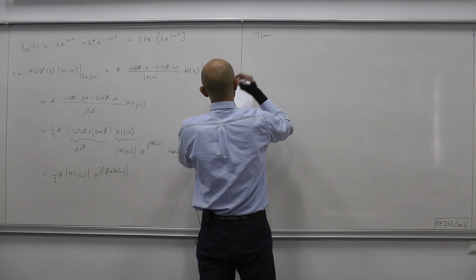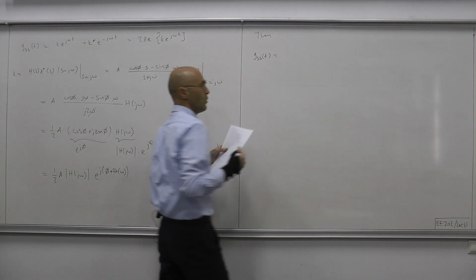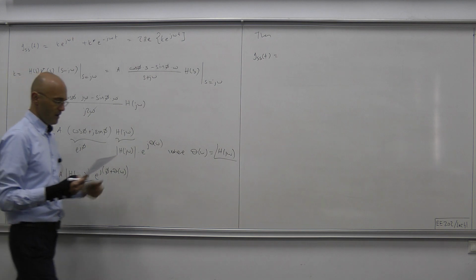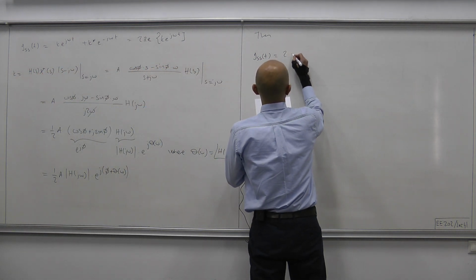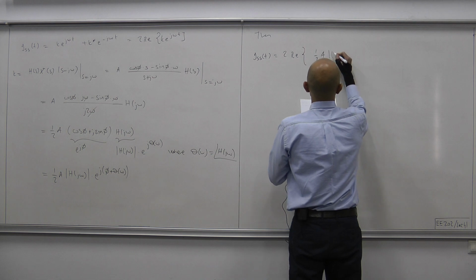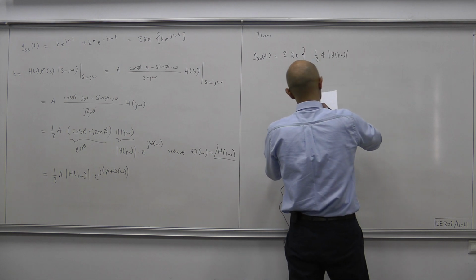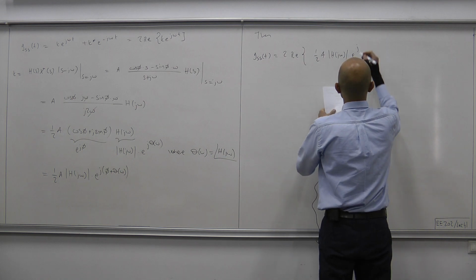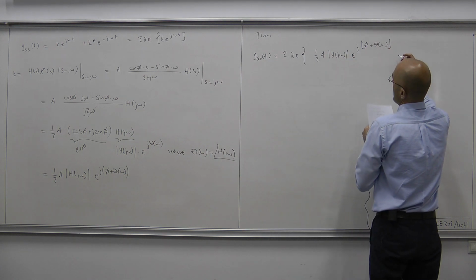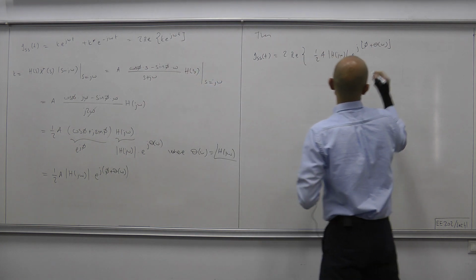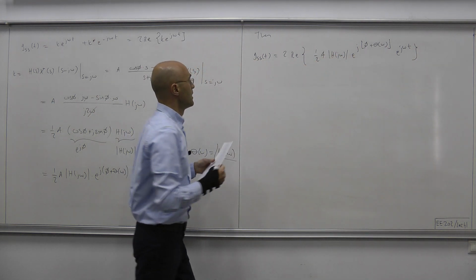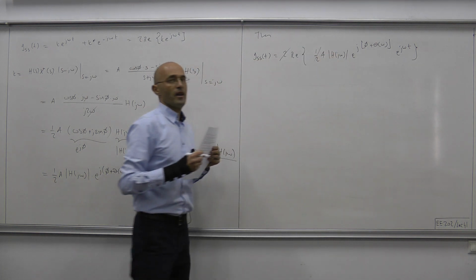Now we write the steady state output y_SS(t) equals 2 times the real part of 1/2 times the amplitude of the input times the magnitude of the transfer function evaluated at j omega times e to the j (phi plus theta of omega), and that's being multiplied by e to the j omega t. Now this 2 cancels this 1/2.